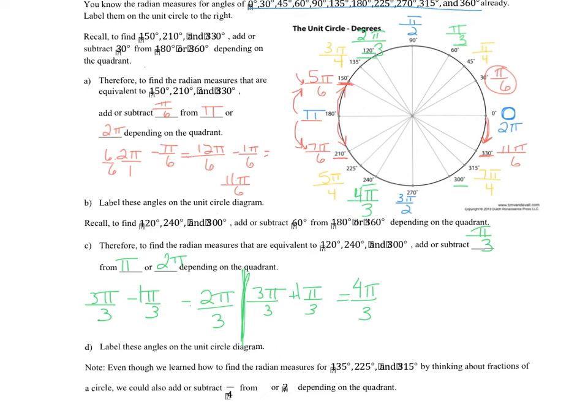Okay, lastly, moving over to the 300, that's 2 pi minus pi over 3. Multiplying this by 3 over 3, we get 6 pi over 3 minus 1 pi over 3, which is equal to 5 pi over 3.